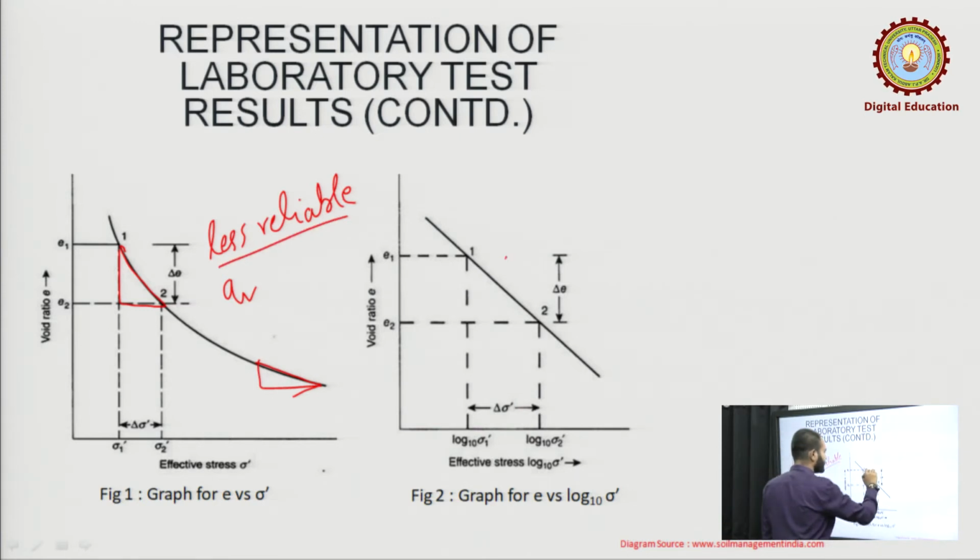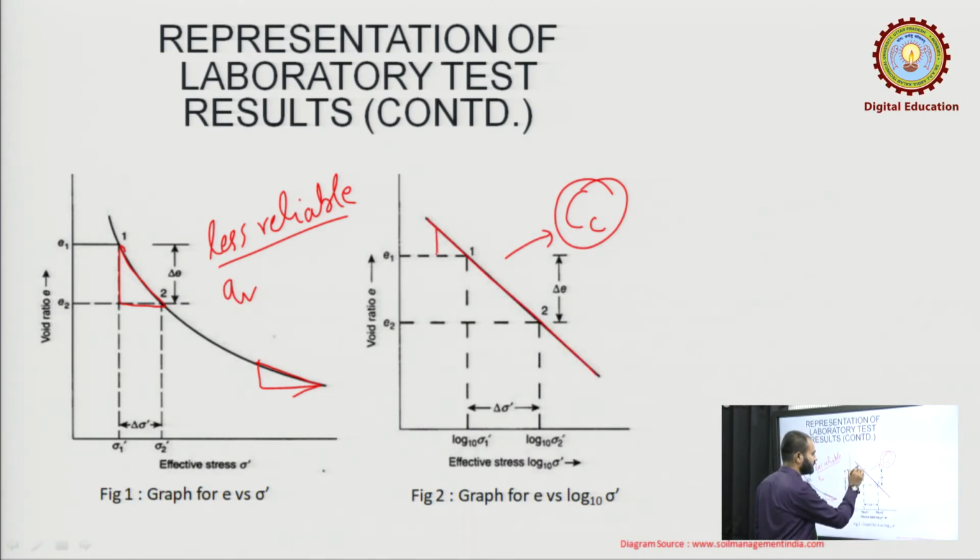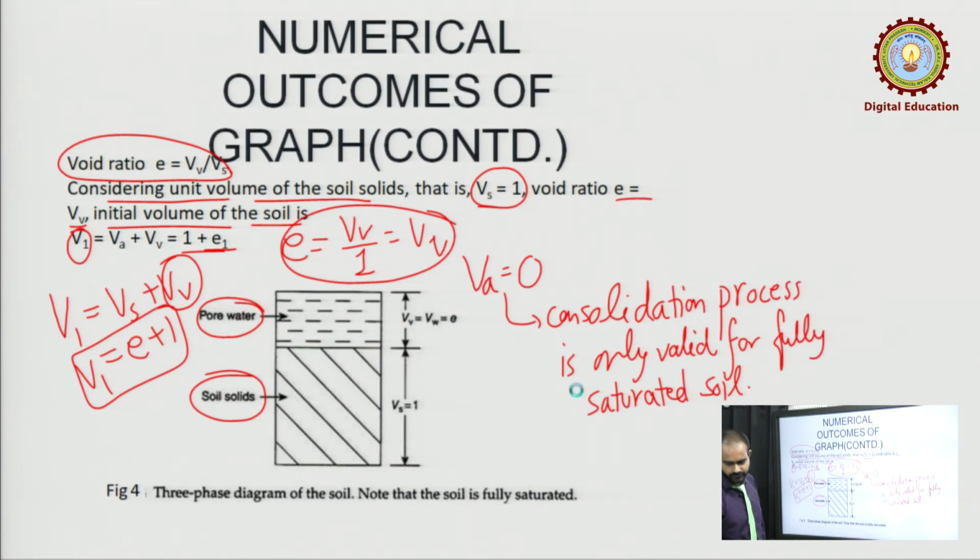So, generally we use this one only, which is Cc, because Cc is the slope for this line, and this is a straight line and it has a constant slope anywhere throughout the whole straight line. So, we will generally use this one only. So, let us see what is Cc now.